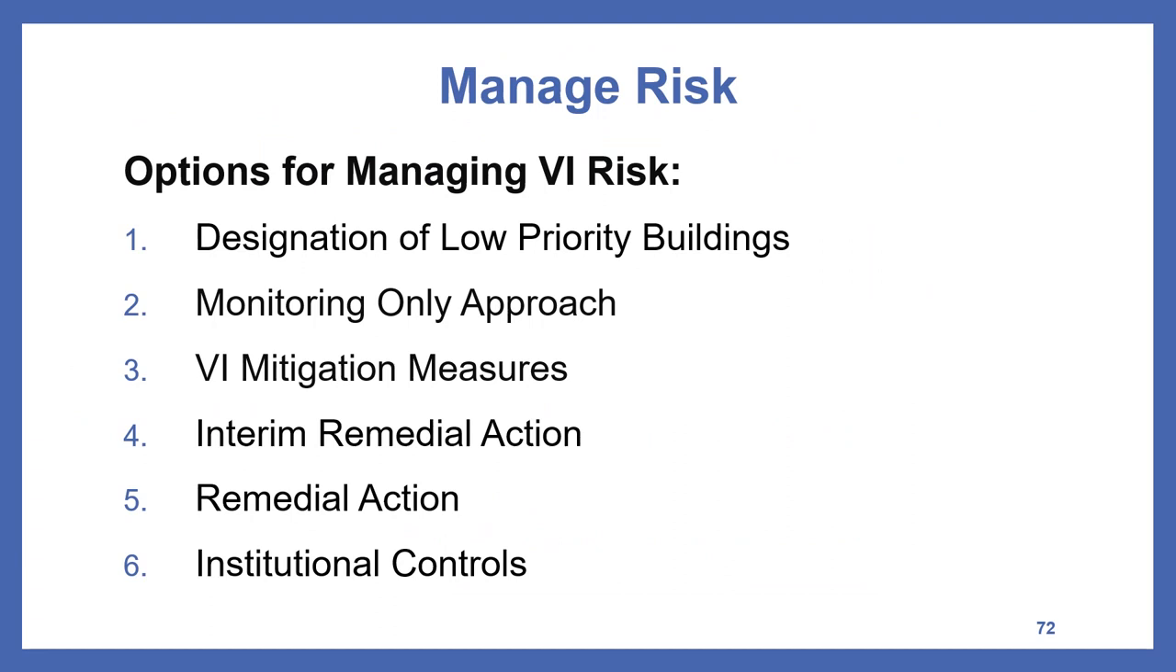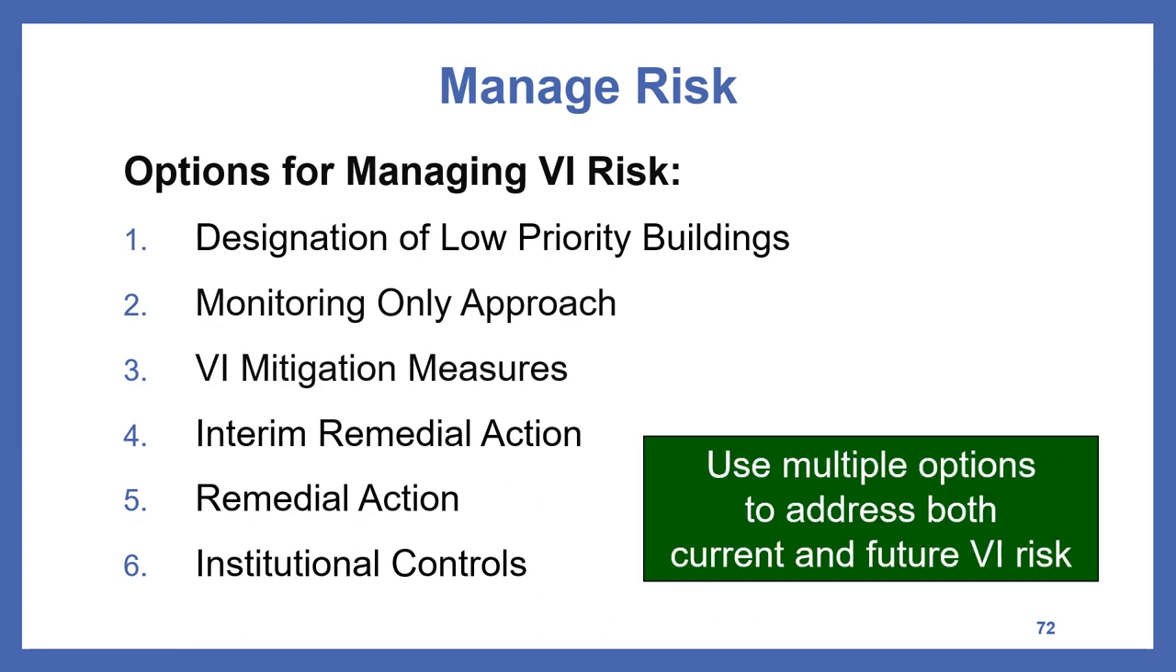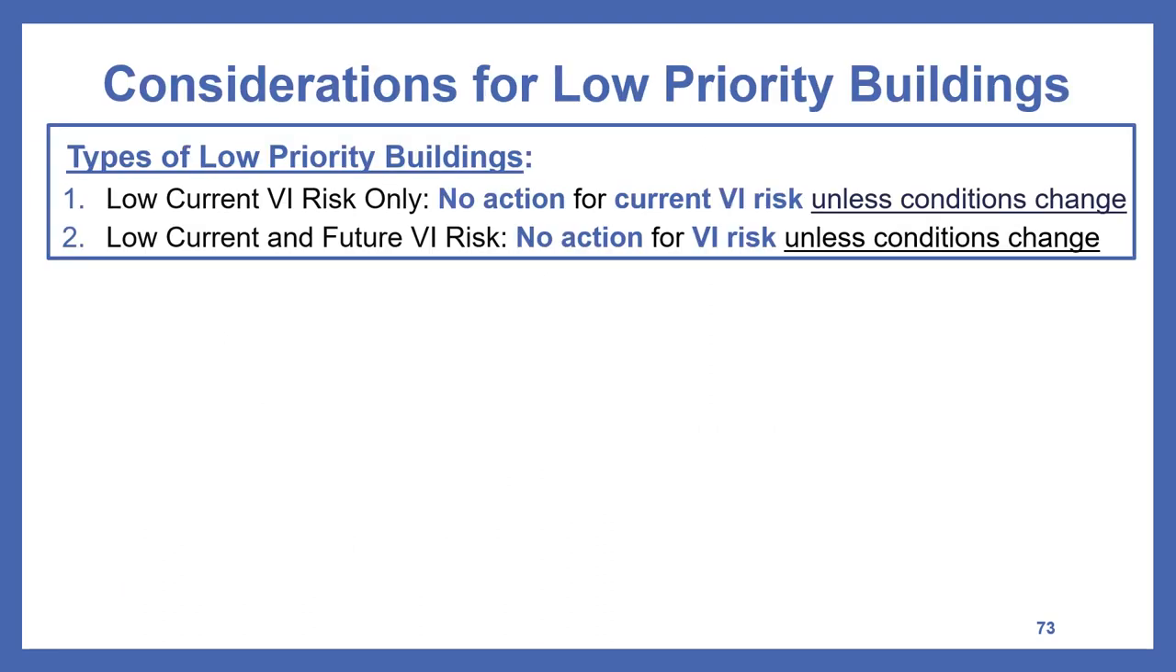So the guidance provides considerations for the following 6 risk management options. For a given site, you'll most likely be using more than one of these options to manage the risk at all of the potentially impacted buildings at the site. So on the next few slides, I'll go over each of these risk management options. The first risk management option is to designate a building as low priority for VI risk. So I'm going to go through some of the considerations for making that decision.